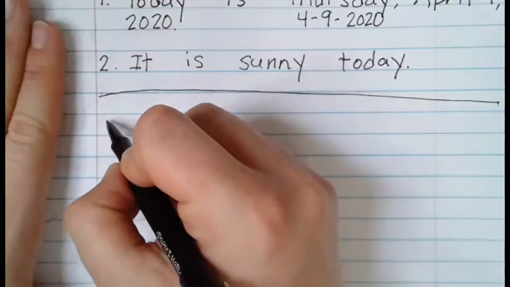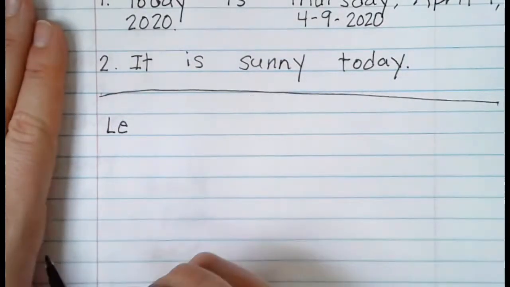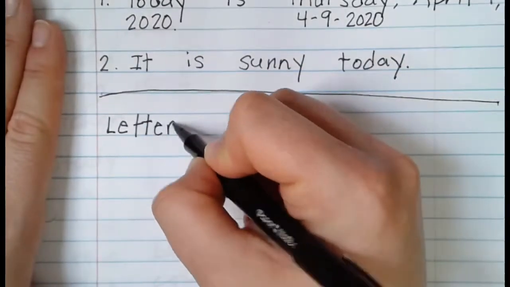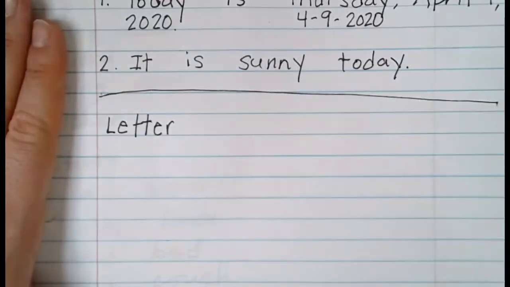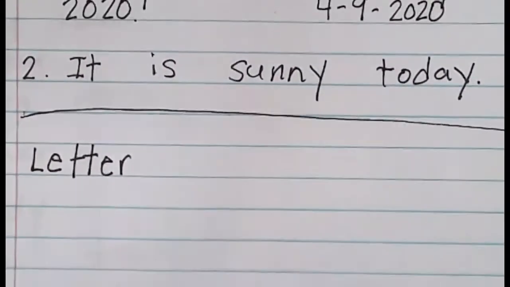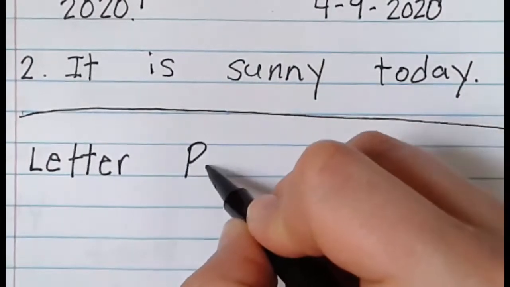Letter practice. L, E, T. There's two T's. Practice. Let's make this even bigger. Big, big, big. There we go. Letter practice.